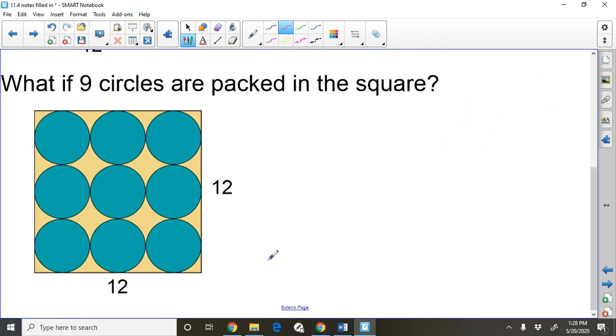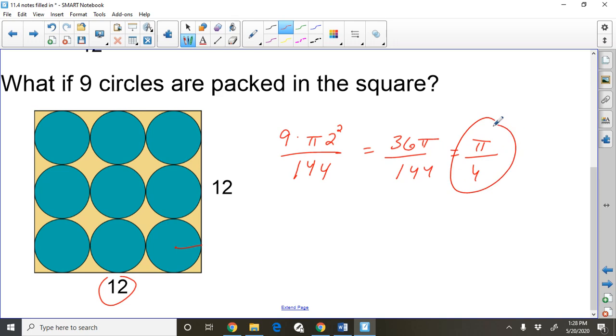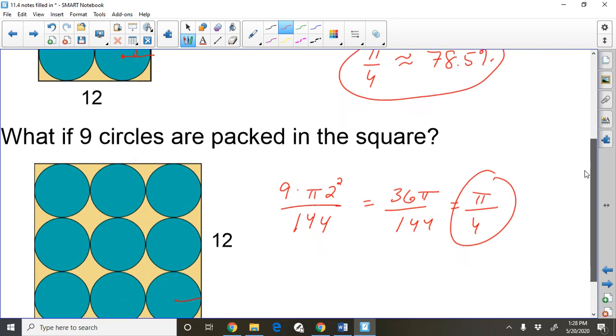What if there were 9 circles packed in the exact same square? Well, the denominator is still 12 squared, or 144. We need to figure out the area of the 9 circles. So it's 9 times pi r squared, where r is the radius of each of these circles. There are 6 radii that add together to make the length of 12, so each radius is 2. 9 times pi times 2 squared, that's 9 times 4 is 36 pi. We get the exact same answer of 78.5%.